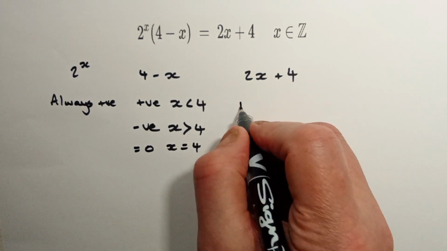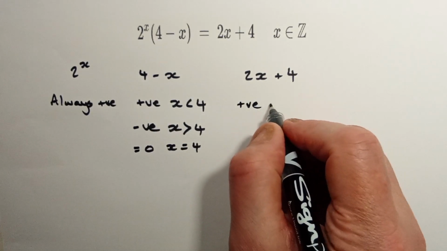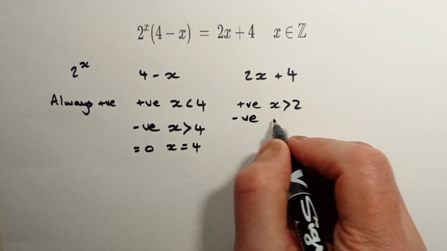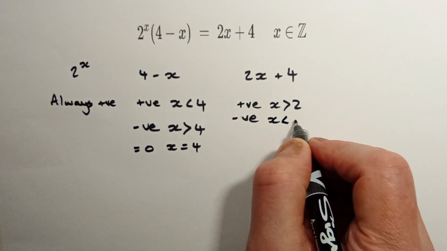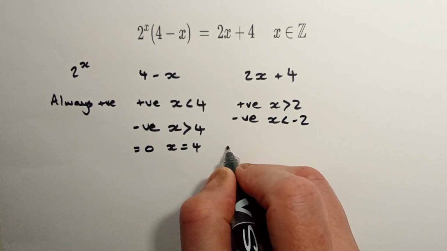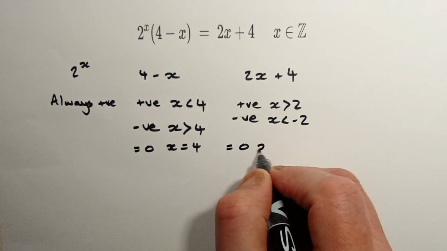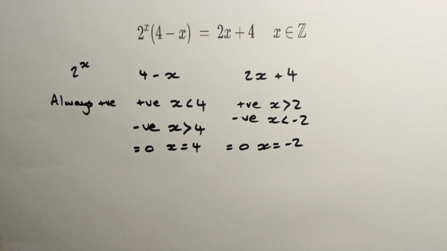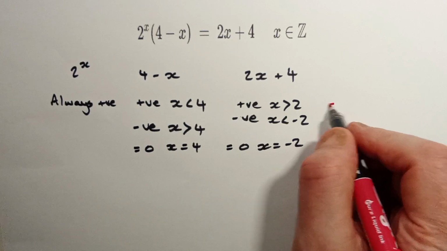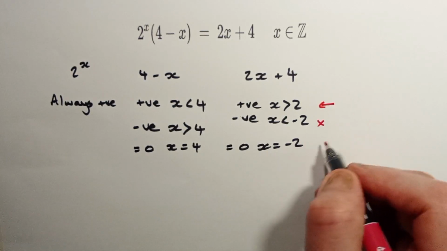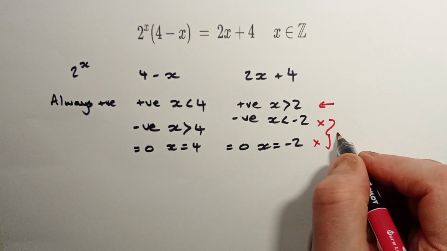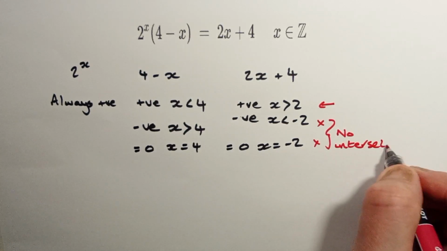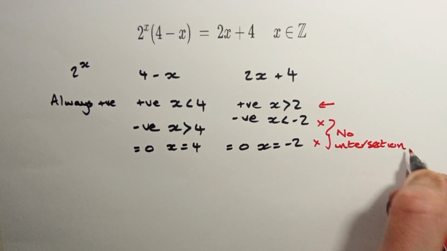So on the 2x plus 4, it's positive when x is greater than minus 2. It's then negative when x is less than minus 2, and it's 0 when x equals minus 2. So we can see there that if both terms are positive, there is a solution. So when x is less than 4 and x is greater than minus 2, but the other two don't give us any intersection. There's no value of x for which both can be negative or both can be 0. So that drastically reduces the answers available.